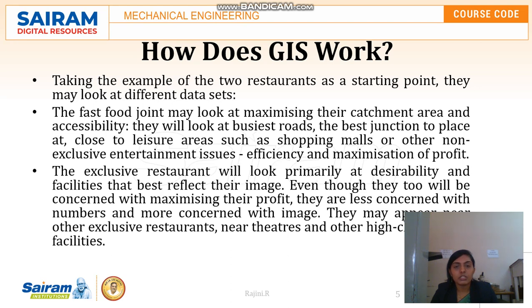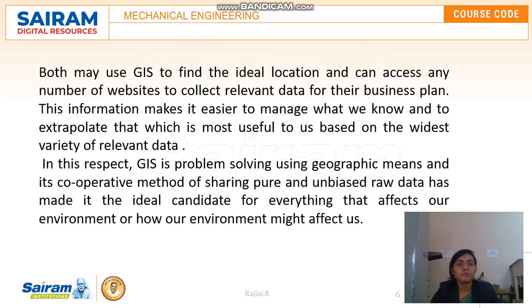So the catchment area should be accessible. That area should be accessible. So this calculation also can be done by the GIS. In the two simple examples I have taken here, both may use GIS to find the ideal location, and can also access any number of websites to collect the relevant data for their business plan.